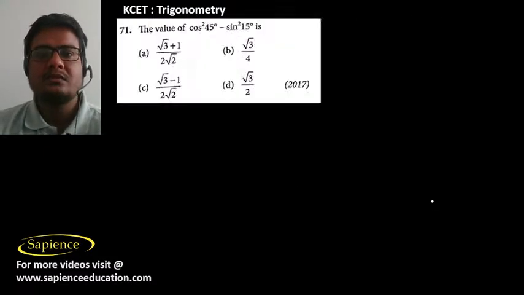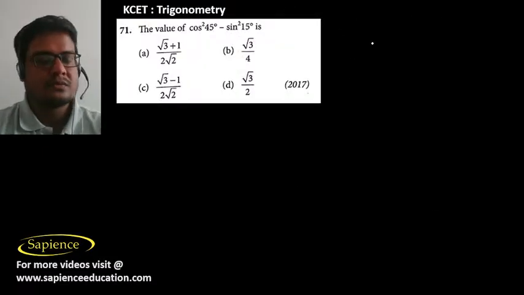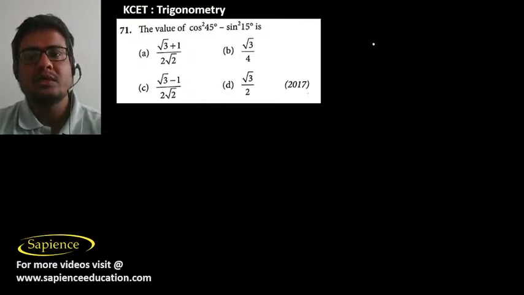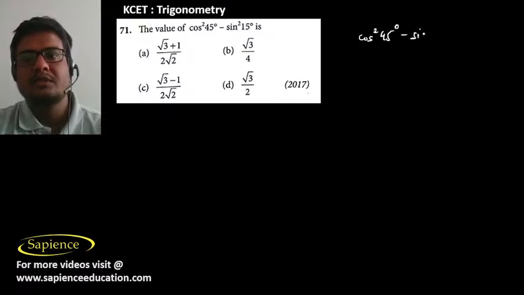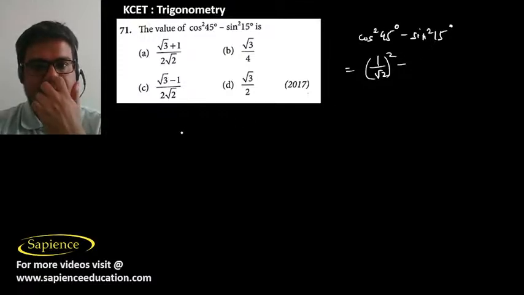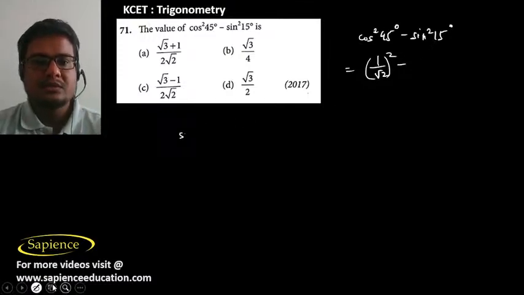So then we shall solve the last question of today's live class. Cos square 45 degree minus sine square 15 degree, the value of this we have to find. So cos square 45 degree is 1 by root 2 whole square, minus sine square 15 degree. So first we have to find sine 15 degree.